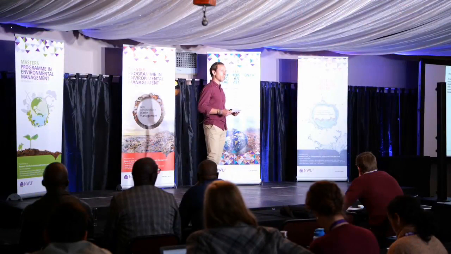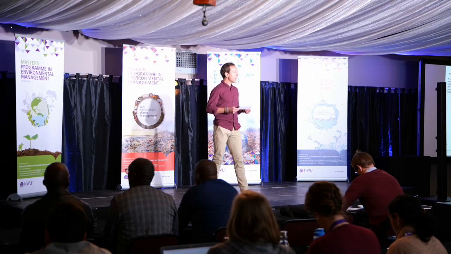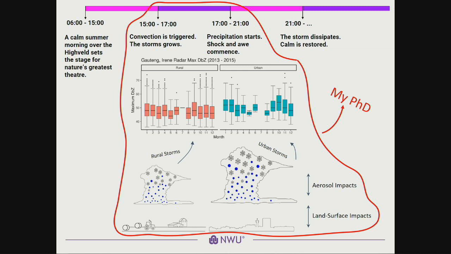feeding these storms. Research has shown that an area as small as 8 square kilometers can have an impact on thunderstorm formation. From radar data that I analyzed, we can see that Johannesburg has a higher concentration of ice and droplets than that of the surrounding rural area. This is indicated by maximum radar reflectivity, dBZ.